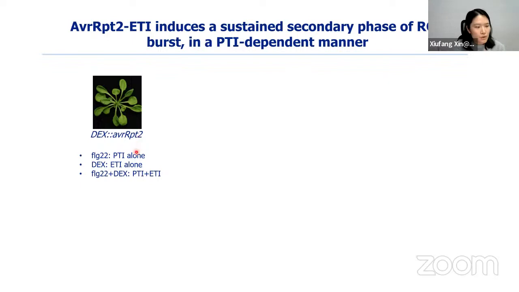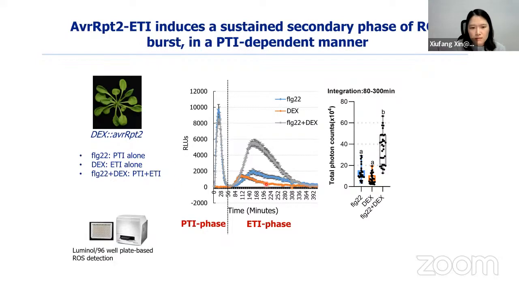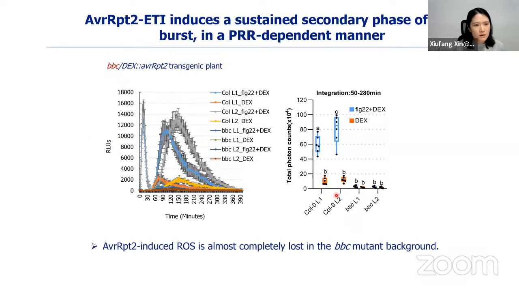Here in these AvrRpt2 transgenic plants, we can use different elicitors to activate different pathways. This is the ROS measurement. flg22 will trigger a fast but very transient PTI ROS. DEX alone will only trigger a late and weak phase of ETI ROS. However, flg22 plus DEX can not only trigger PTI ROS, but also a very strong secondary ETI ROS. So this suggests that this strong ETI phase of ROS requires both pathways. We confirmed this with DEX-AvrRpt2 in the PRR mutant background.